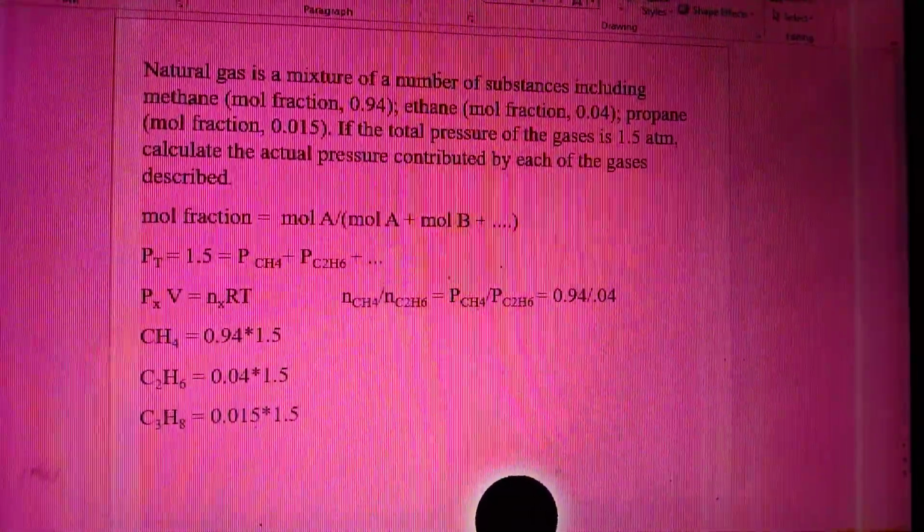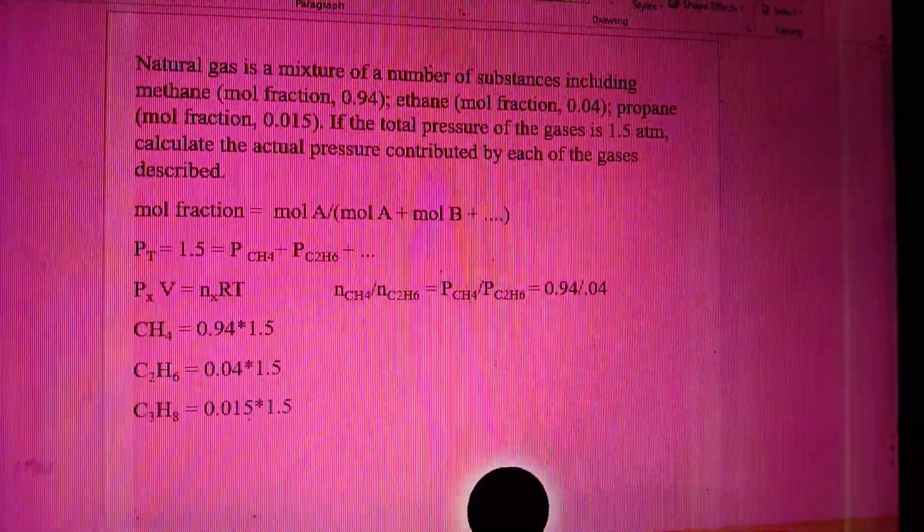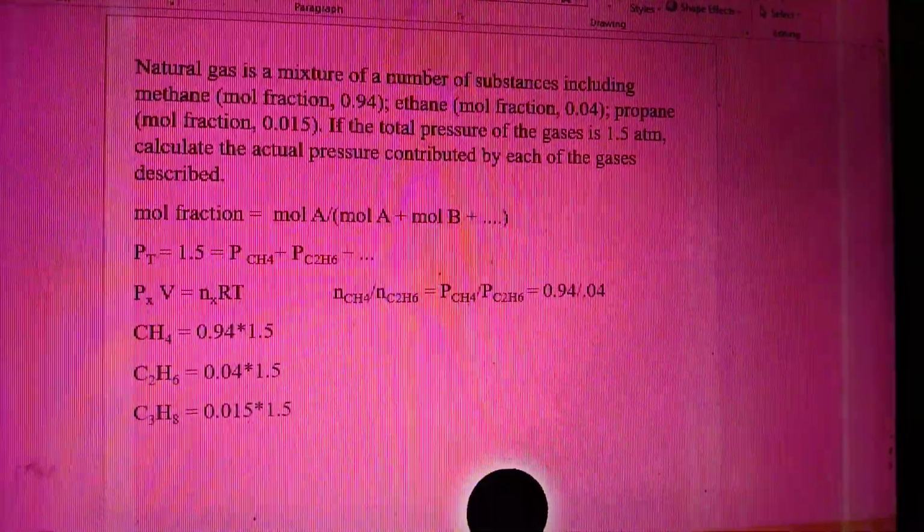Mole fraction is equal to mole A over mole A plus mole B and so on.